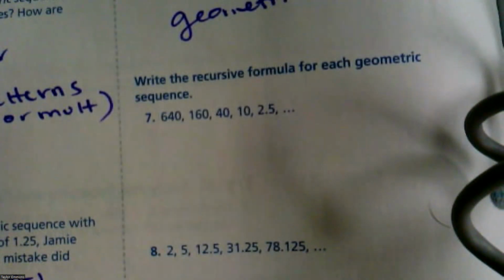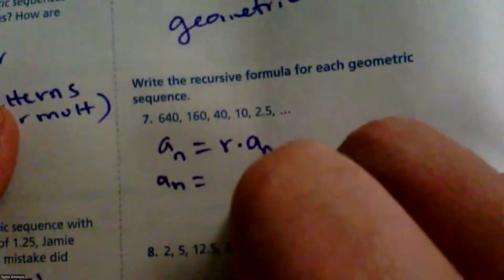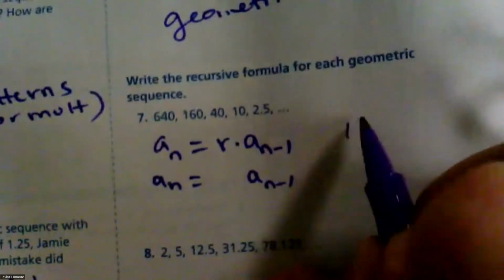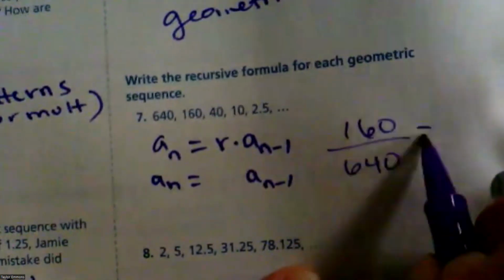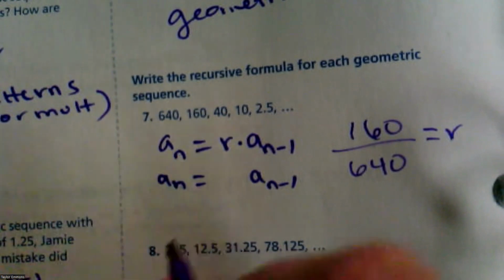So on the next one, it's asking for us to write the recursive formula. The way we do that is we say a sub n equals r times a sub n minus 1. So we're going to keep that a sub n, and we're going to keep that a sub n minus 1. How do we find the rate? You divide. So you divide 640 divided by 160, you get 4. So we should divide the second one by the first one. And what are you going to get? 0.25.